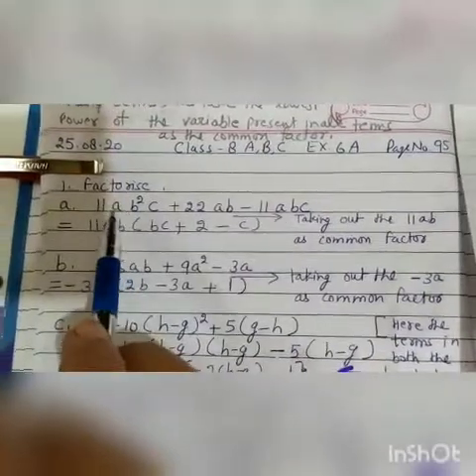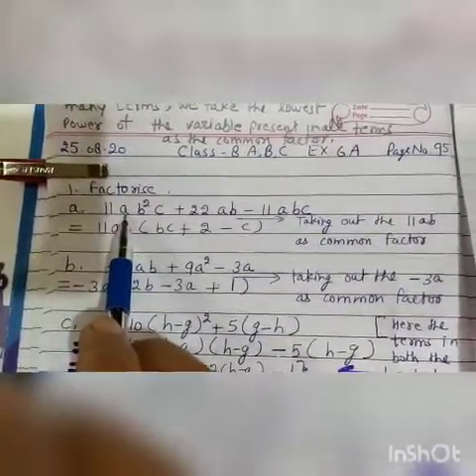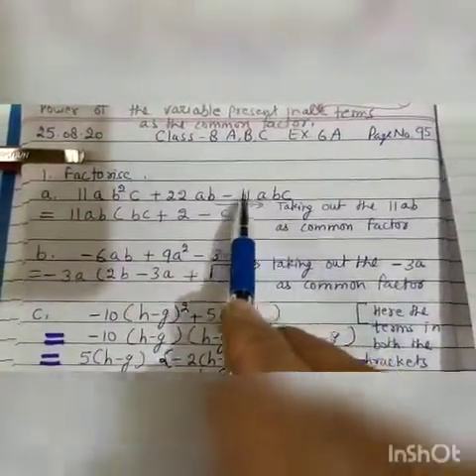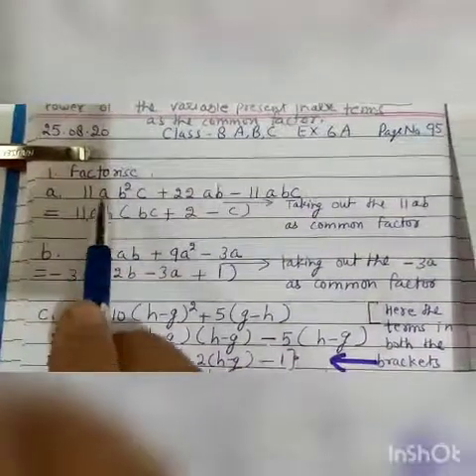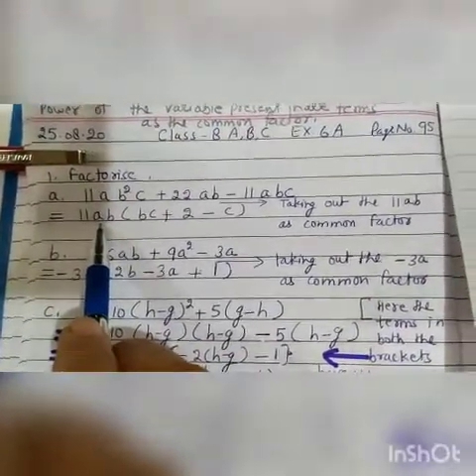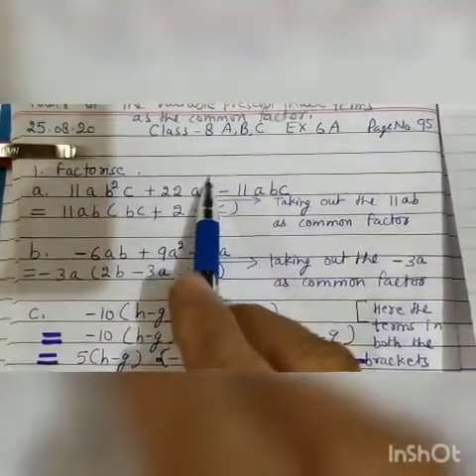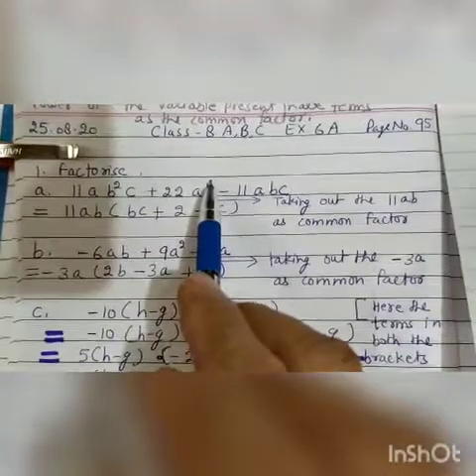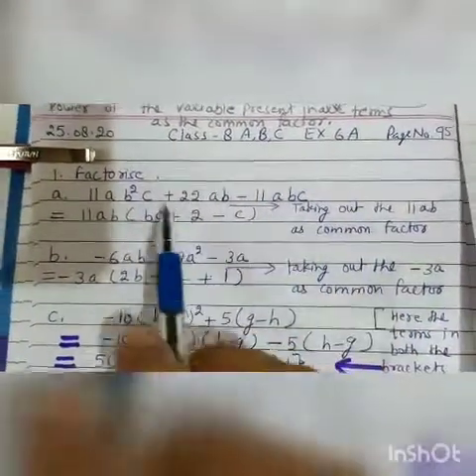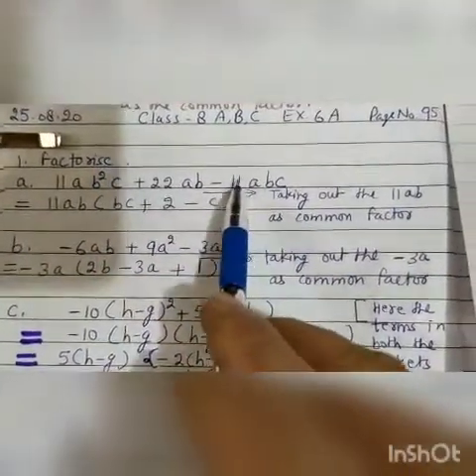Now come to variable parts. If we see variable parts, a is present in the first term, in the second term, in the third term. In all three terms a is present, so we will take a also as common factor. Now come to b. Here it is b square. Here it is b power 1. If it is b, we will consider it 1. Again here it is 1. So what is the lower power? This is b square and this is b power 1. See here.